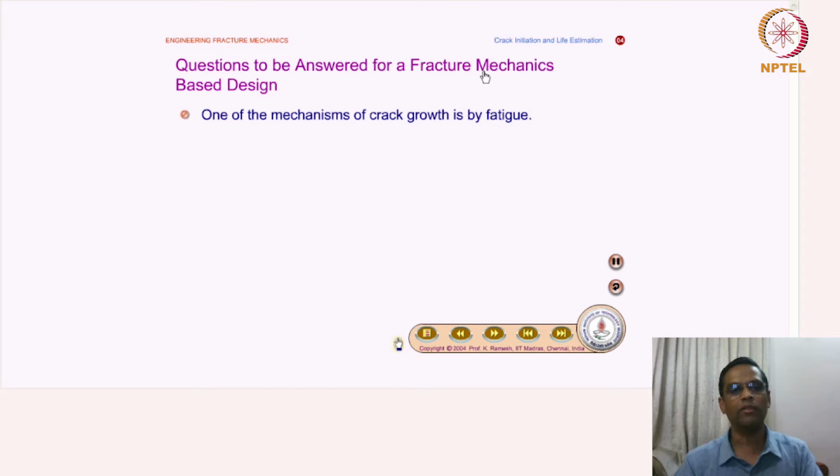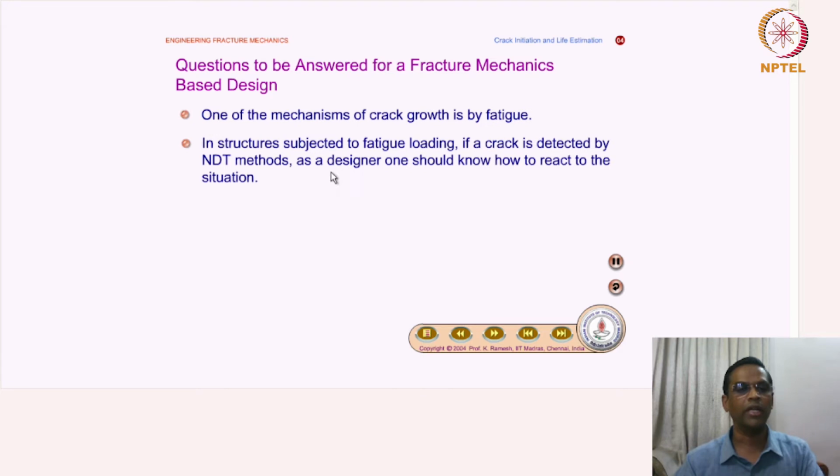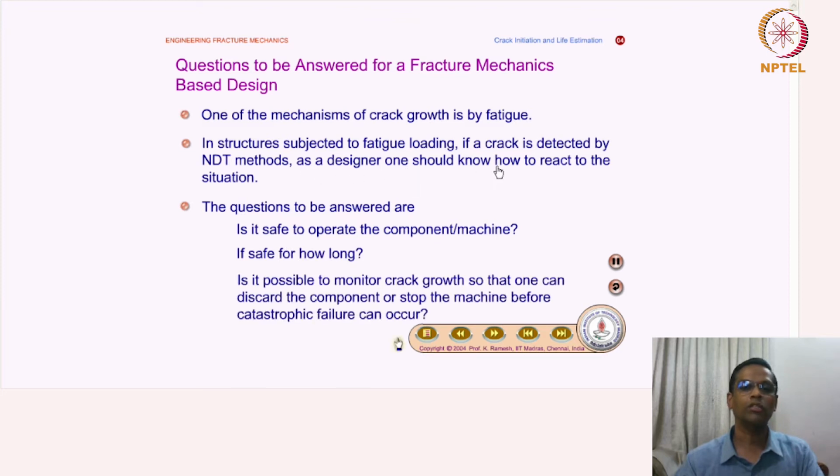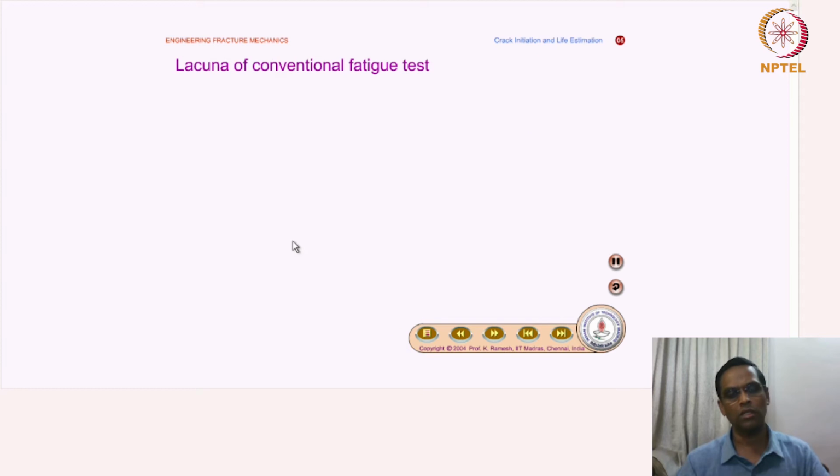Questions to be answered for a fracture mechanics based design. One of the mechanisms of crack growth is by fatigue. In structures subjected to fatigue loading, if a crack is detected by NDT methods, as a designer one should know how to react to the situation. The questions to be answered are: is it safe to operate the component or machine? If safe, for how long? Is it possible to monitor the crack growth so that one can discard the component or stop the machine before catastrophic failure can occur? So these are all crucial questions.